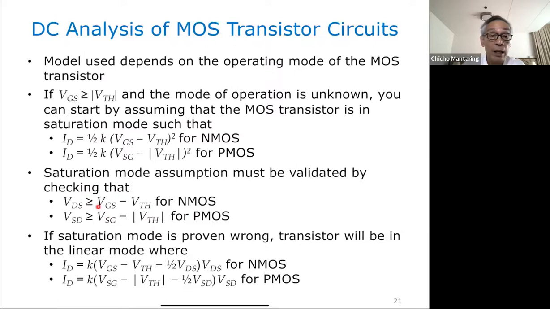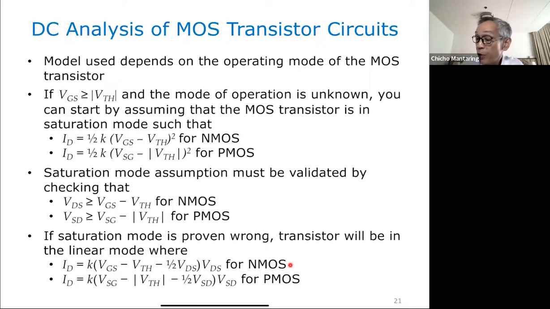Okay. If these conditions are correct, then tama na yung kinompute nating value ng I sub D dito, no? But if these conditions are wrong, then the transistor is in the linear mode, and therefore you now have to use these particular formulas. This is for your NMOS and your PMOS.